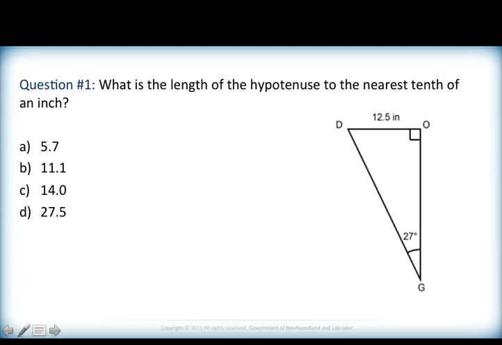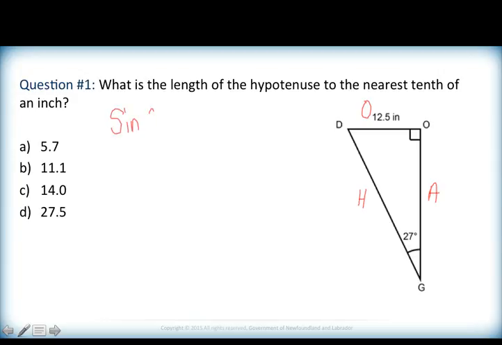So we're going to look at what we're given here in our triangle. We have 27 degrees. So from there, we're going to label our triangle. Our opposite will be 12.5. Adjacent, we don't know, and the hypotenuse, we don't know. So we're asked to find the length of the hypotenuse. We have to use opposite and our hypotenuse side. So that will give us the sine ratio.